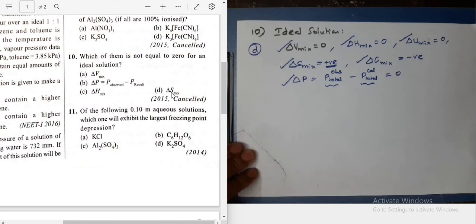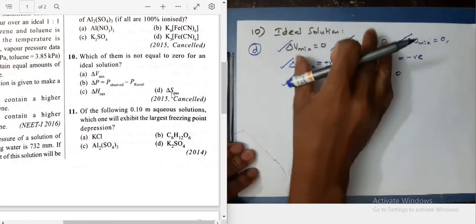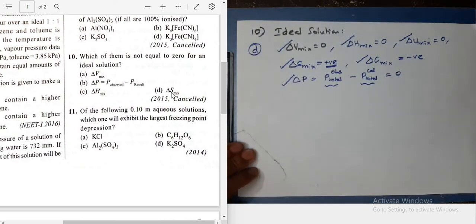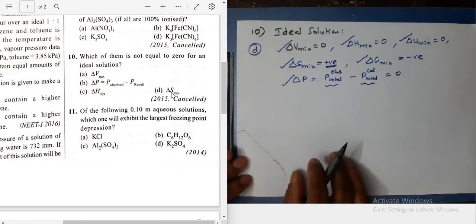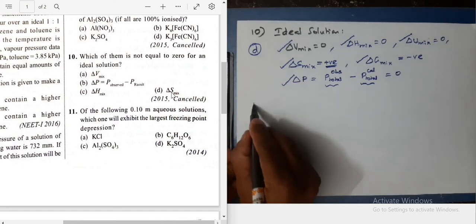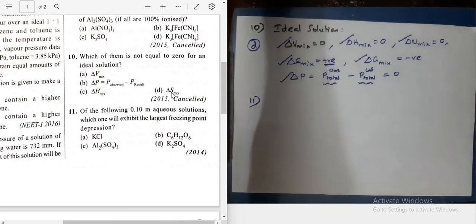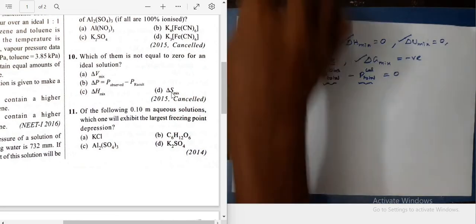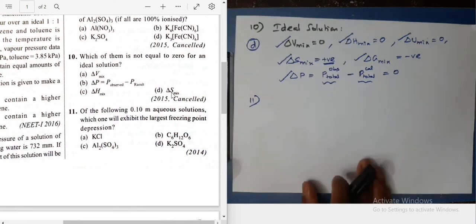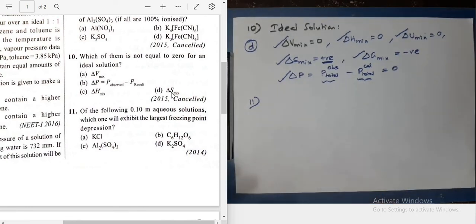Okay, it's a very simple question, right? If you remember these data, you can answer this type of question directly. Then let me go to the next question. Question number 11. Students, any doubt in this? Any doubt? No, sir. Okay, right.